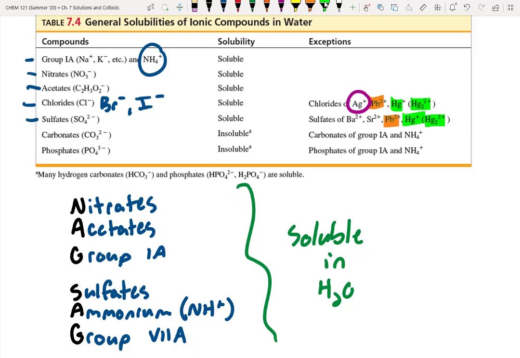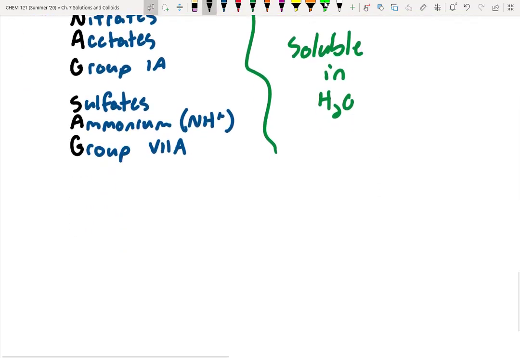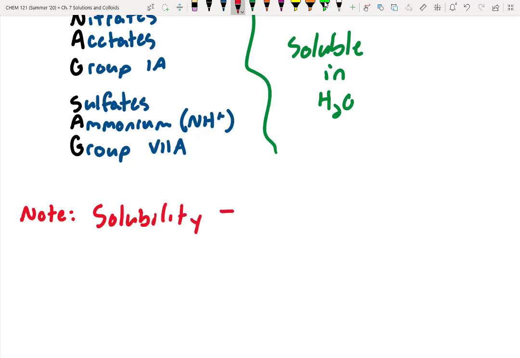All right, so let's take this even further and talk about one important note. And this note is that solubility is different than the rate of dissolution.